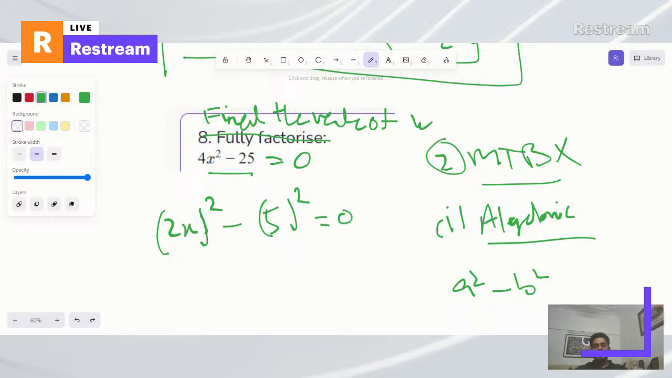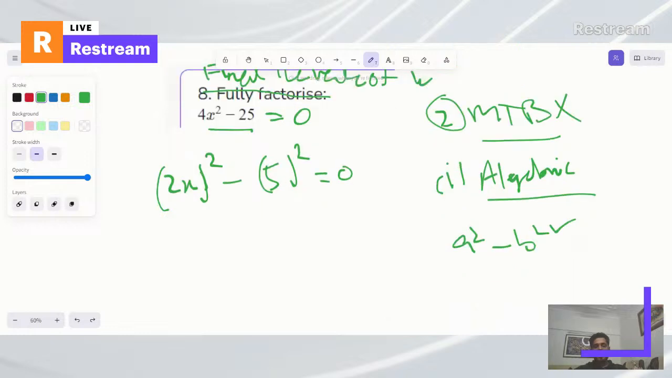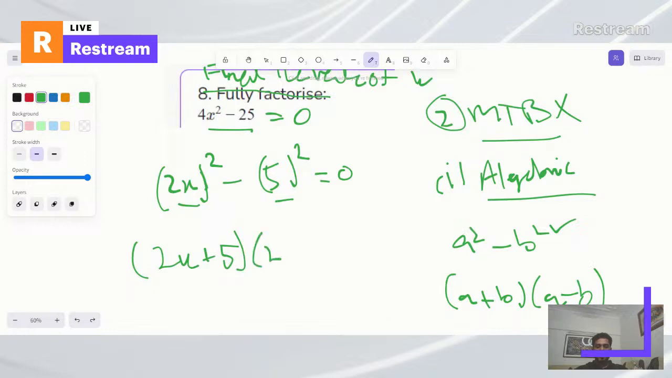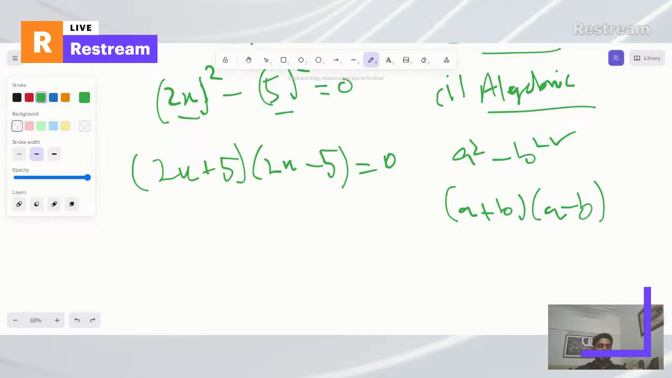Now what do I do? It's in this form. Now I have to convert it into (a plus b)(a minus b), just as simple. So this is a and this is b. So (2x plus 5)(2x minus 5) equals to 0. Now there are two factors formed. So what do we do? We make each one of them equal to 0.